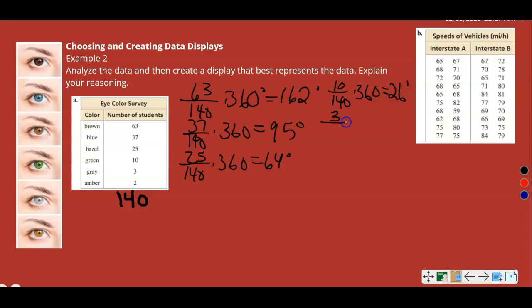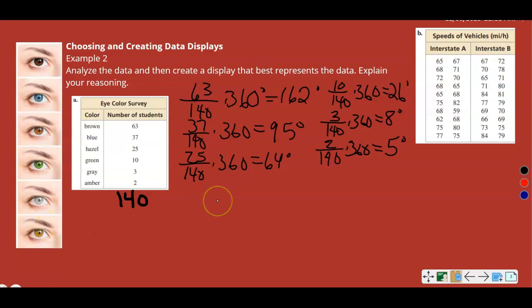Gray, not many people have gray eyes. 3 out of the 140 surveyed. Multiply that by your circle, and 8% of the circle is going to represent gray eyes. And last but not least is amber. Only 2 people surveyed had amber eyes. So 2 out of 140, and then times that by the 360, and that's going to be 5% of your circle graph. Now, if you add these numbers up, all those degrees together should add up to 360 degrees, which again is your entire circle.